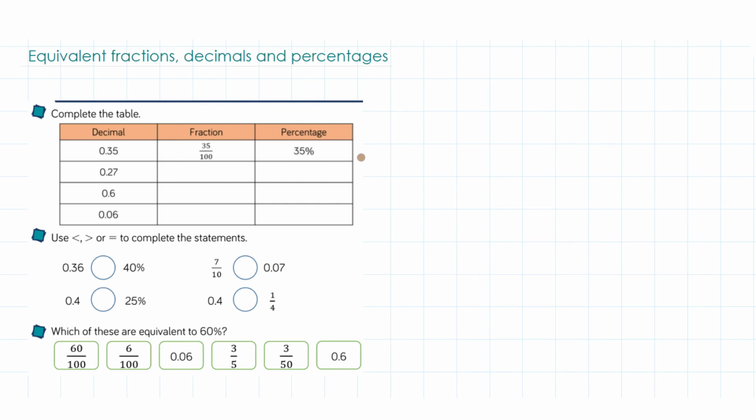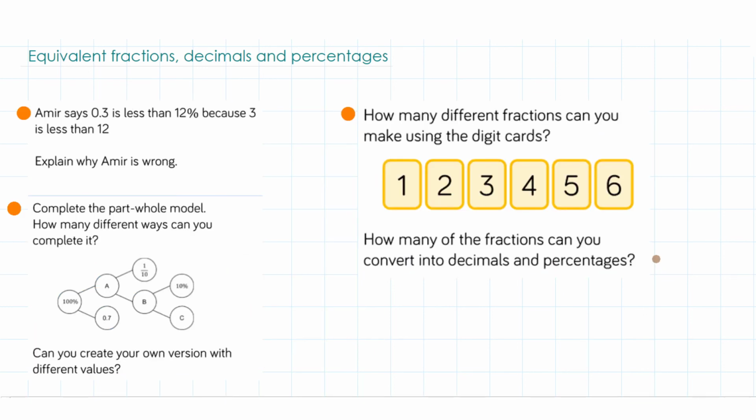Now some questions for you to do. Your own table to complete. Completing these statements and spotting equivalents to 60%. 3 extra challenges for you. For the third one, you're creating fractions with these digit cards. There's no limit to the fractions you can make, but how many of those can you convert into decimals and percentages?